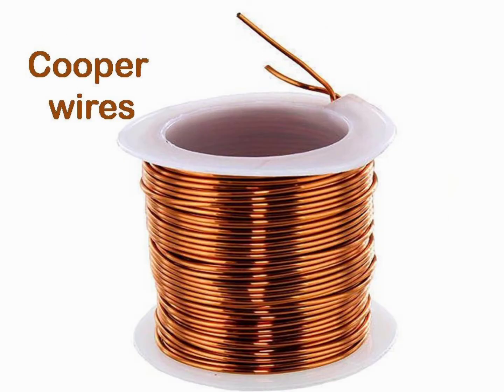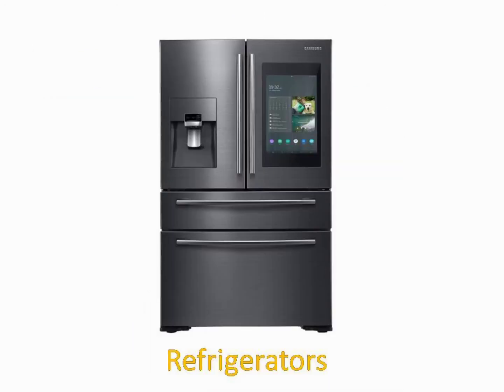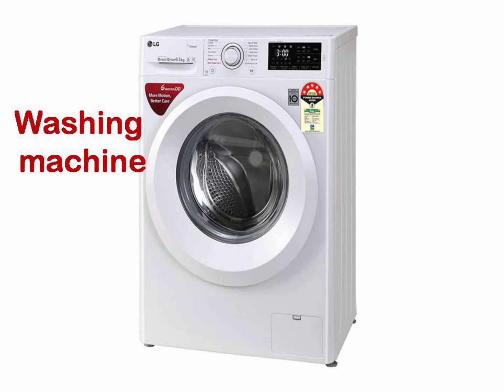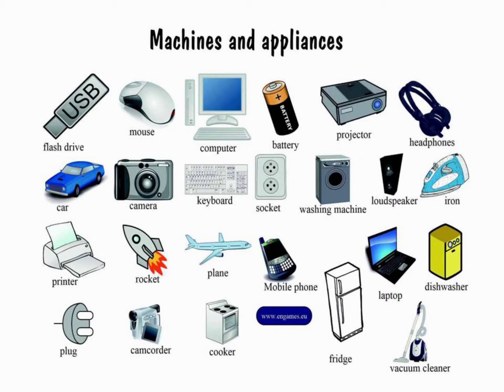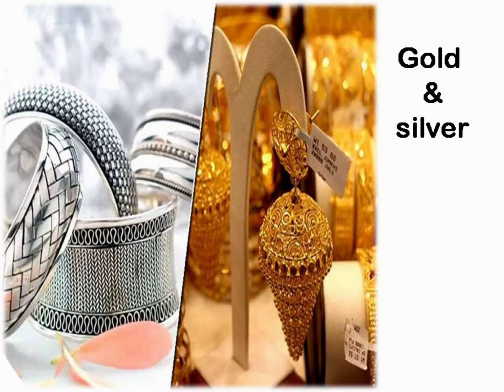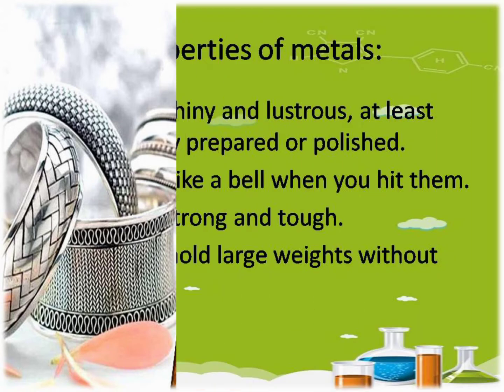Copper is used for electrical wiring because it conducts electricity well, and it is flexible. It is also used in refrigerators, washing machines, etc. Copper comes into use in cell phones and technological appliances, television, etc. Gold and silver are used for jewelry because they are shiny.